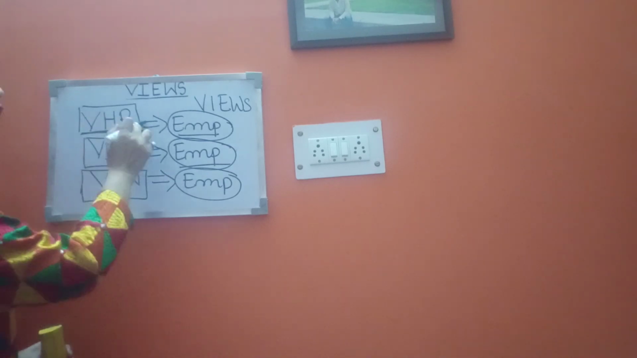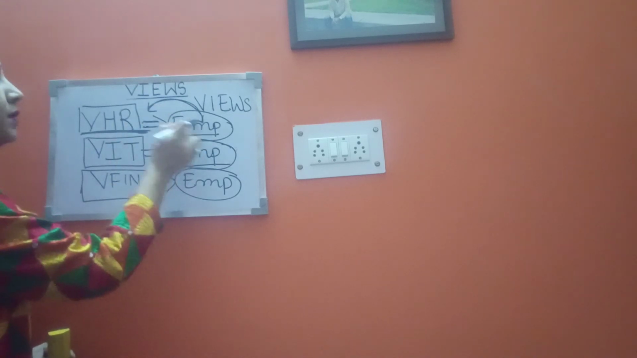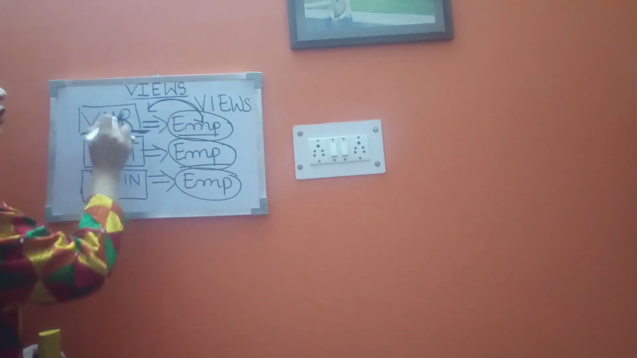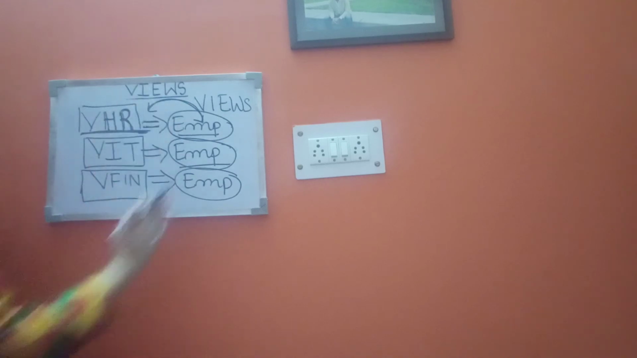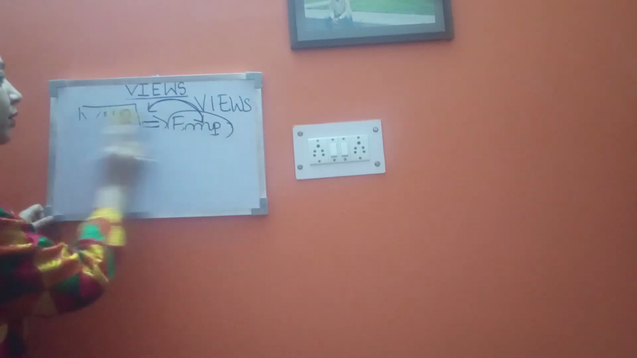That means this view will take only that information from this entire table which should be visible to the HR user and no other information. So this is the basic purpose of a view.